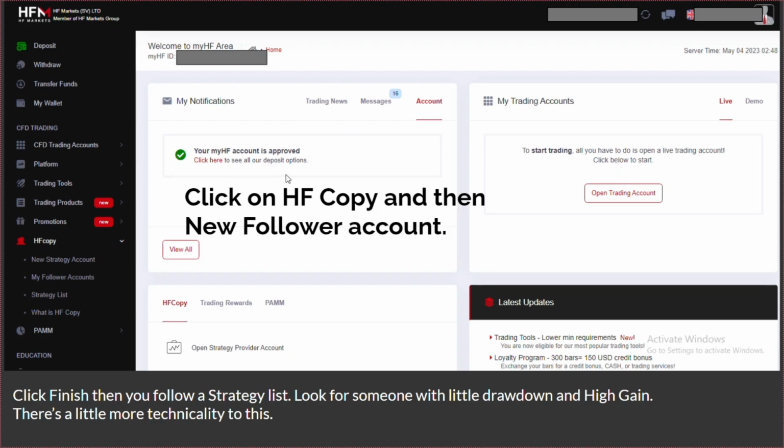Once you've created the copy account, this is how it's going to look. You're going to see HF copy, new follower. You're going to see this left panel: deposit, withdraw, transfer, my wallet, and the rest, all of them here. So it's easy, right? Well, I'm not here to sugarcoat these things to you.